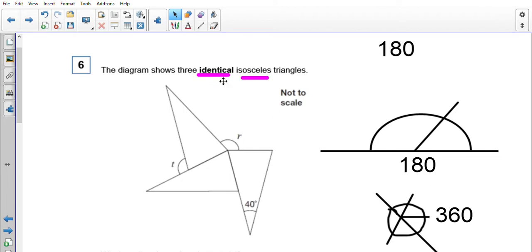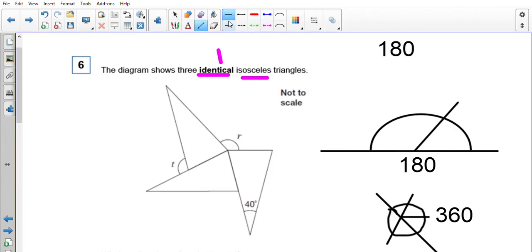Fine. What else do I know from this? Let's just inspect it. I know it's isosceles. There's my 40. If that's 40, that means that that's 40, because they are identical. We're told that in the question. In my triangle, I have 180 degrees internally. So if my angle at the top is 40, I have 140 degrees left, because 180 subtract 40 gives me 140.